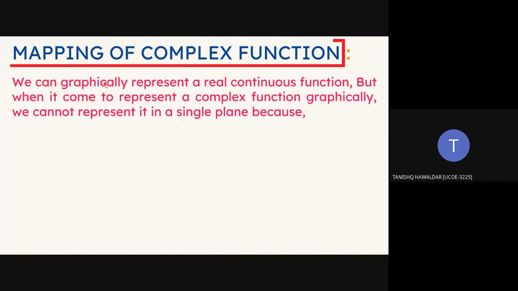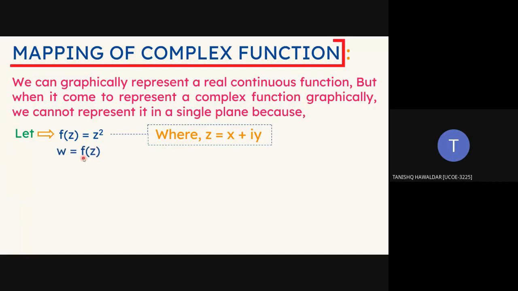So, we note that a real continuous function can be represented graphically, but we cannot map a complex function graphically on one single plane. So, let's see why we can't do that. Let f of x equals x square, where z is, sorry, let f of z equals z square where z is x plus iy, therefore w equals f of z. Now putting z in f of z, then f of z equals x plus iy the whole square.